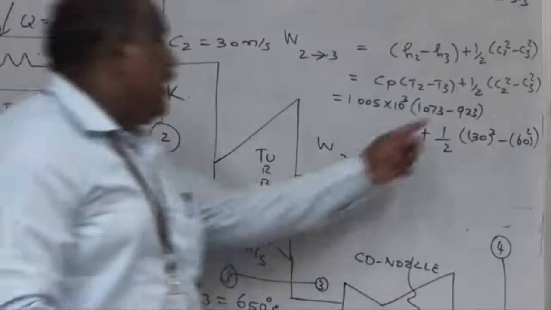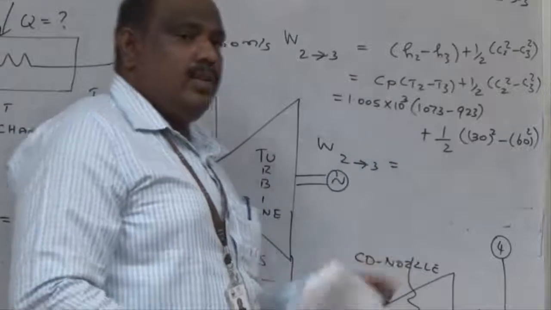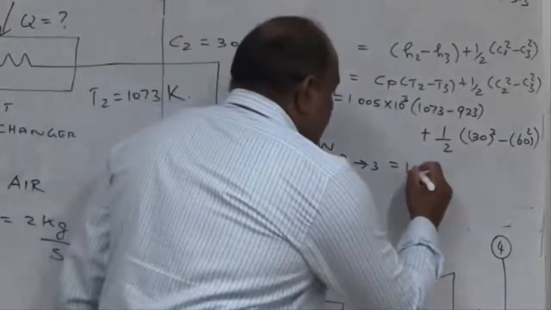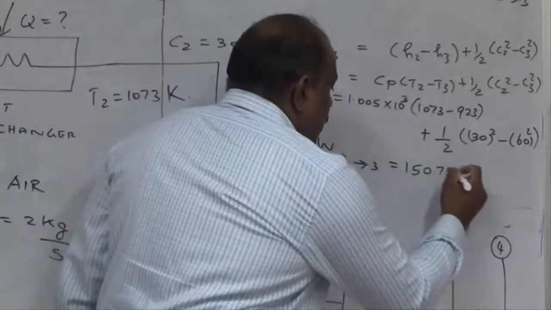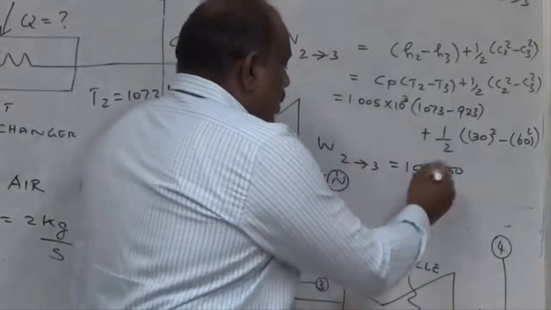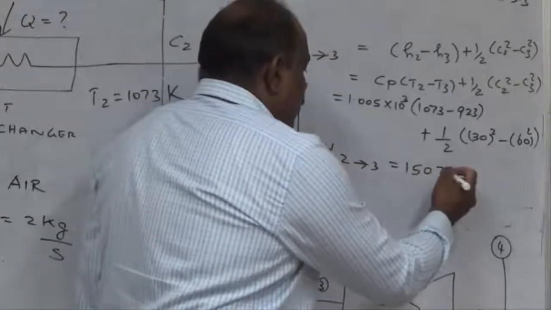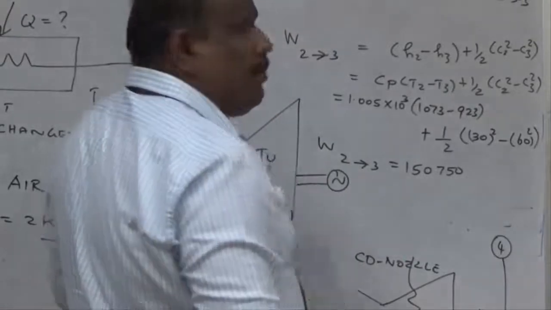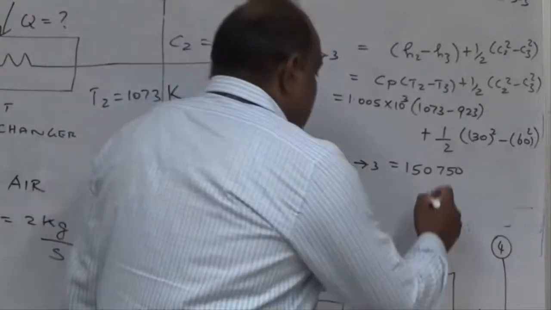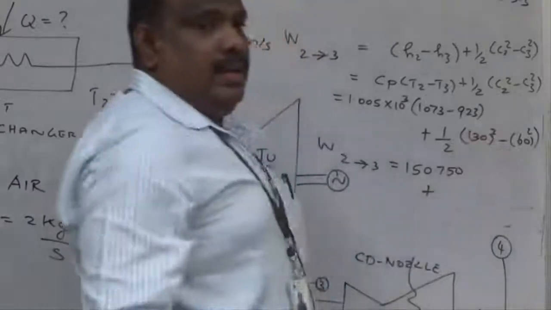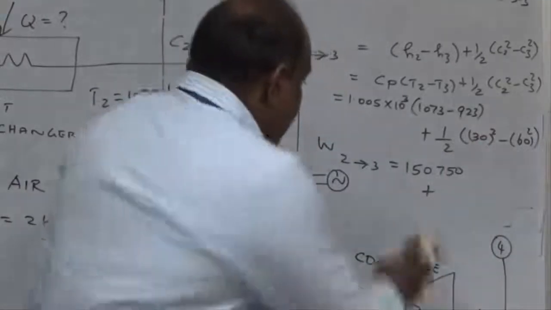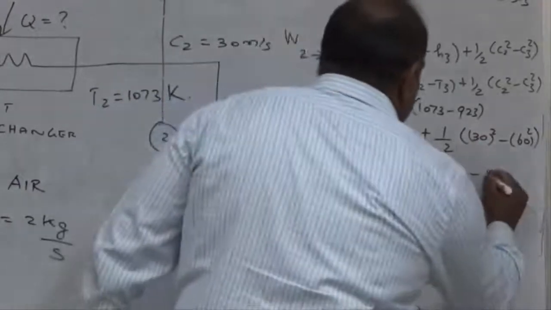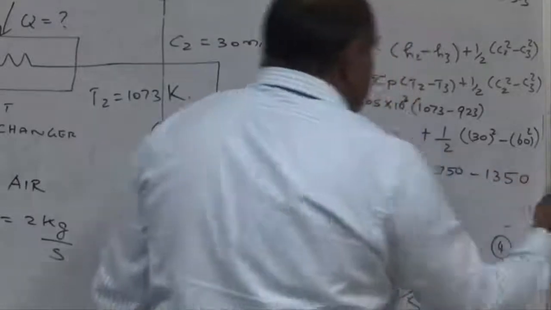First you tell me this value alone. 150750. You multiply with 10 power 3 also. Otherwise we got a value of 150 into 10 power 3. Plus, what about this value? Minus 1350. Yes. You now subtract this value.